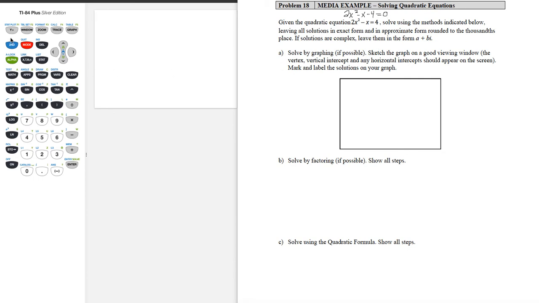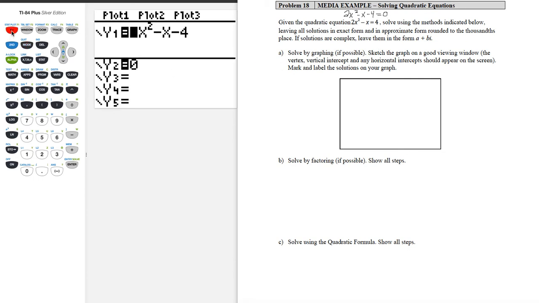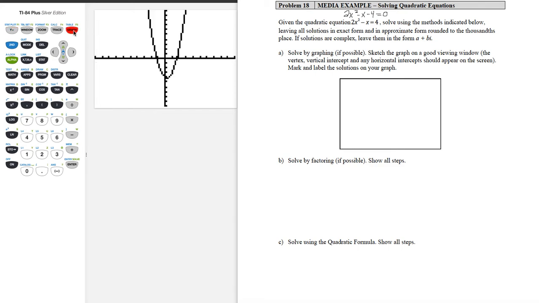So to solve by graphing, we're going to go to our y equals and enter 2x squared minus x minus 4, and then also enter 0. So the quadratic in y1 and then 0 in y2. I'm going to go ahead and graph that on a standard window, and we're going to get something that looks like what you see on the screen. I'm going to go ahead and transcribe that over here on my paper. Get as close as I can.